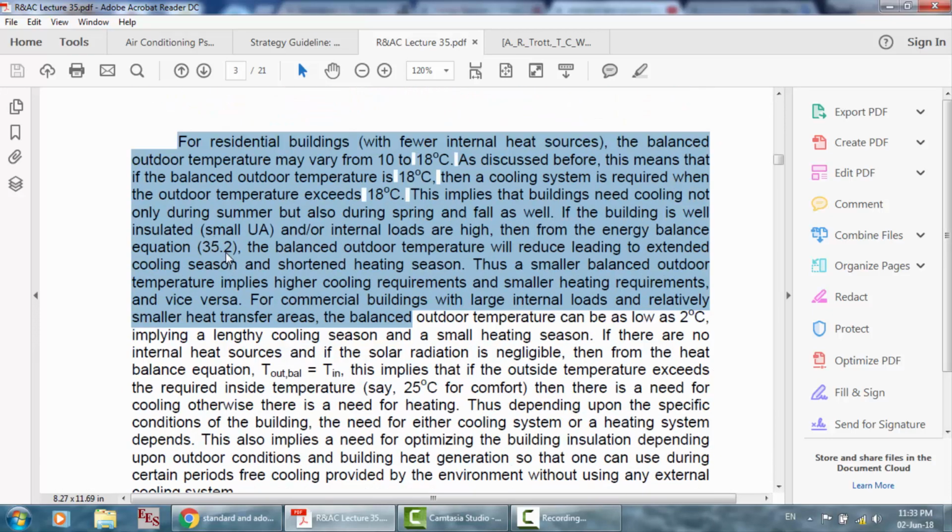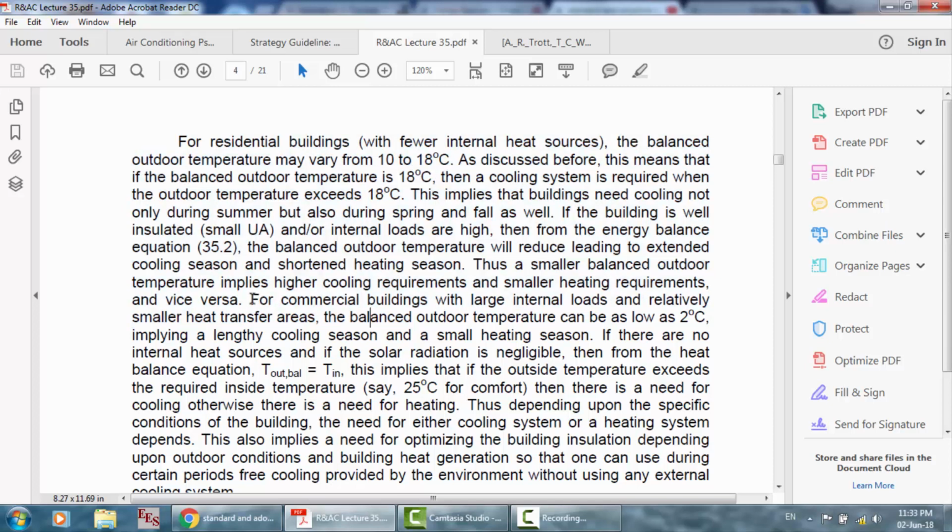the balanced outdoor temperature will reduce, leading to extended cooling season and shortened heating season. Thus, a smaller balanced outdoor temperature implies higher cooling requirements and smaller heating requirements, and vice versa.